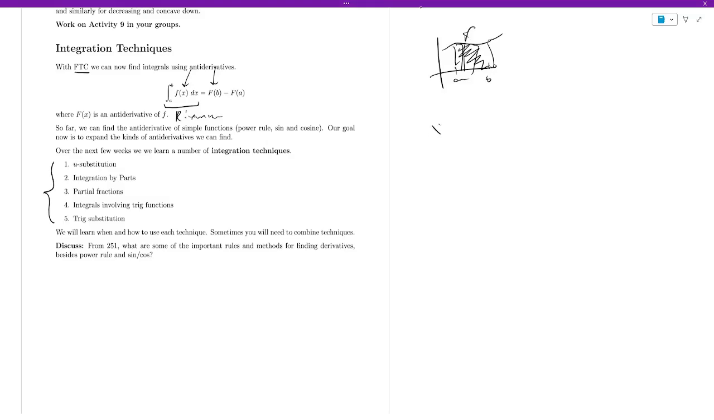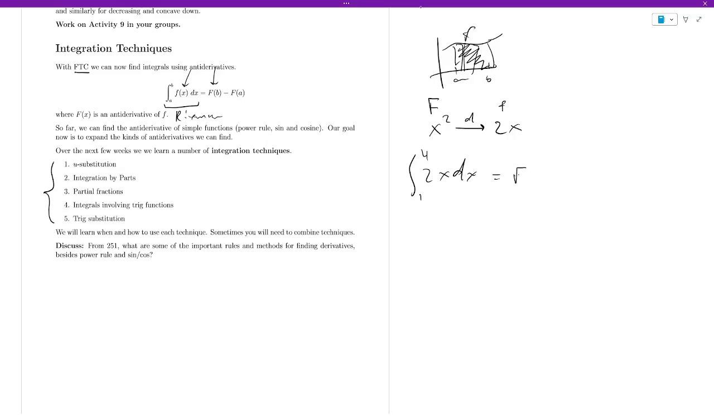For example, I might know that x squared has derivative 2x. So if I'm trying to integrate 2x from, say, 1 to 4, I can do that because, if my original function f is 2x, I can find the antiderivative, x squared, a function whose derivative is 2x. And I can plug my numbers into the big F as a way to evaluate this.